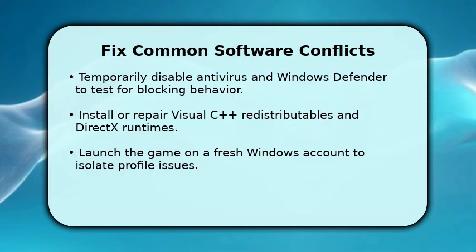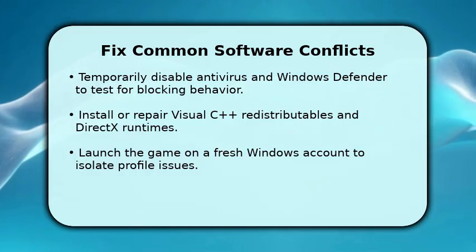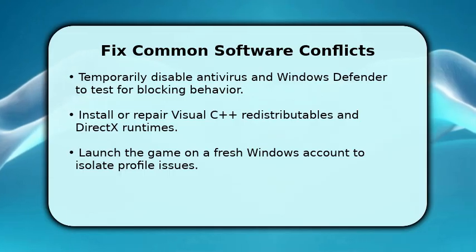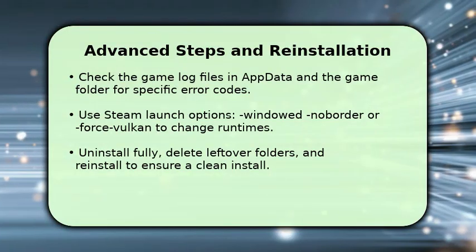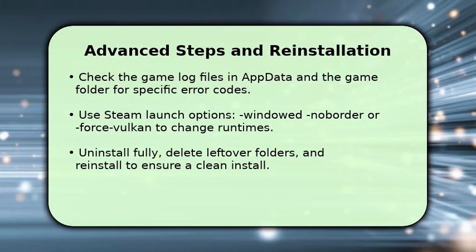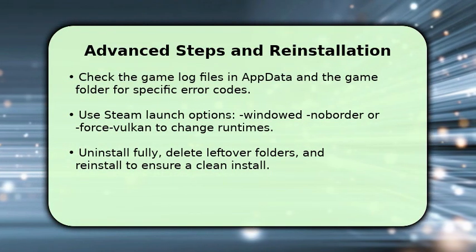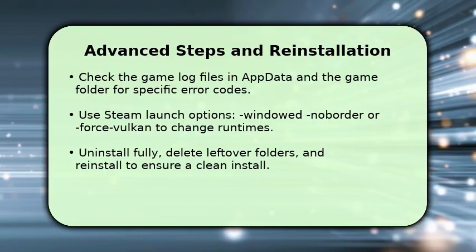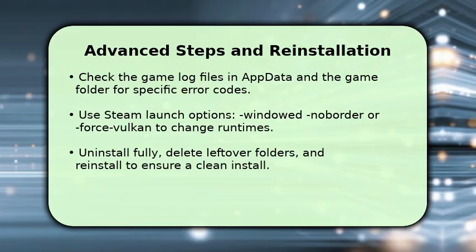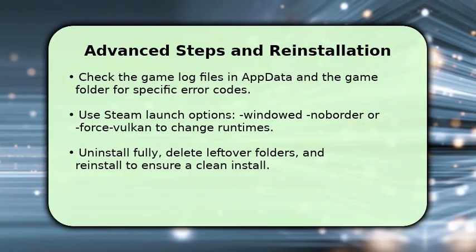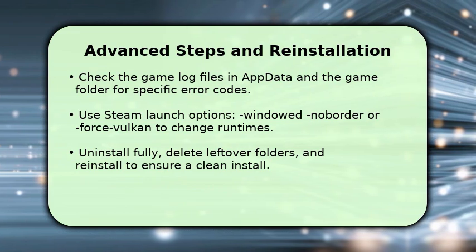If the game starts, migrate save files carefully to avoid repeating the problem. If basic fixes fail, inspect the game log files, app data, and the game folder for specific error codes and missing DLL names. Use Steam launch options like -windowed -noborder or -force-vulkan to change runtimes and test direct rendering. Try running the game in compatibility mode for Windows 8 if crashes persist.